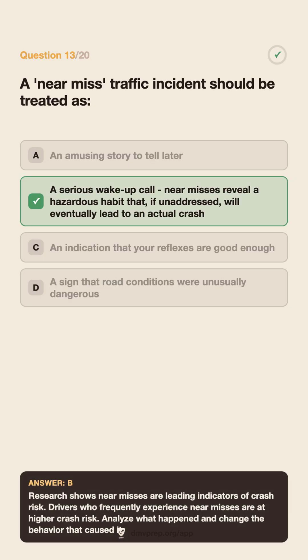The correct answer is B. Research shows near misses are leading indicators of crash risk. Drivers who frequently experience near misses are at higher crash risk. Analyze what happened and change the behavior that caused it.